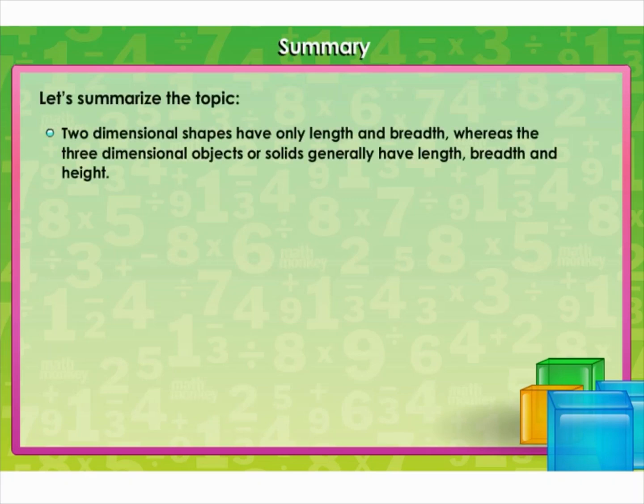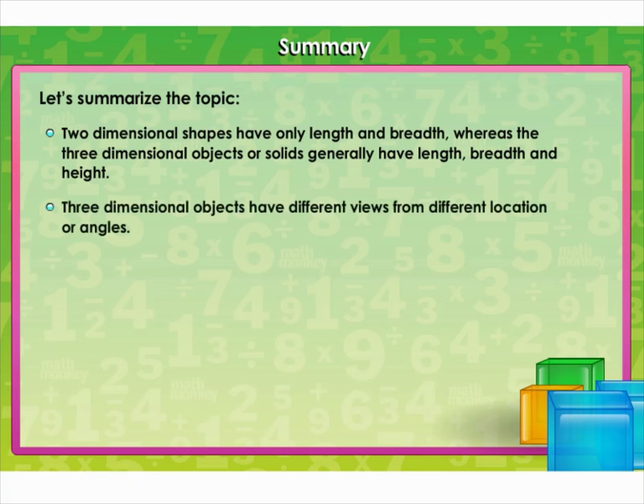Summary. Let's summarize the topic. 2-dimensional shapes have only length and breadth, whereas the 3-dimensional objects or solids generally have length, breadth, and height. 3-dimensional objects have different views from different locations or angles. A map is different from a picture.